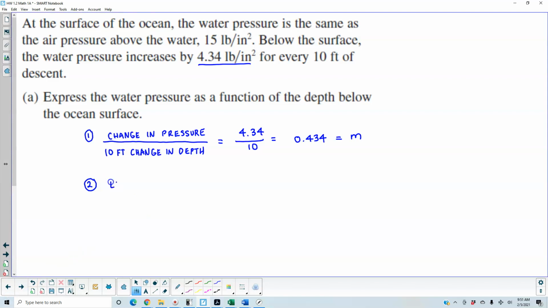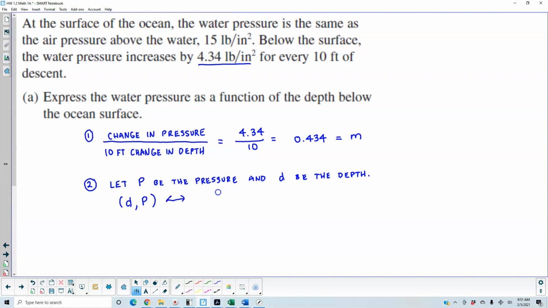So now let's define our variables. So we're going to let P be the pressure and D is going to be the depth. So from here, we can figure out, okay, well, we have an ordered pair. So we have the depth and then the pressure.